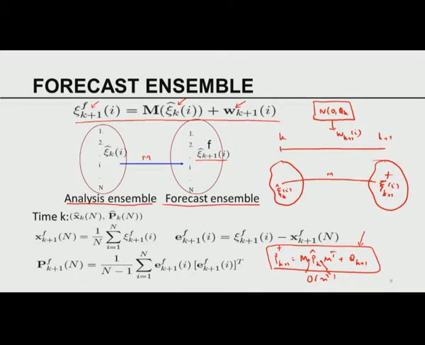So let me summarize the thing as given here. At time k, I am given the analysis mean, the analysis covariance, and the ensemble itself. Once I have the ensemble, I can compute these quantities. I now run this analysis ensemble through the model and create the forecast ensemble. Once I have created the forecast ensemble, I can compute the forecast mean and the forecast covariance. This is what I was trying to tell you.